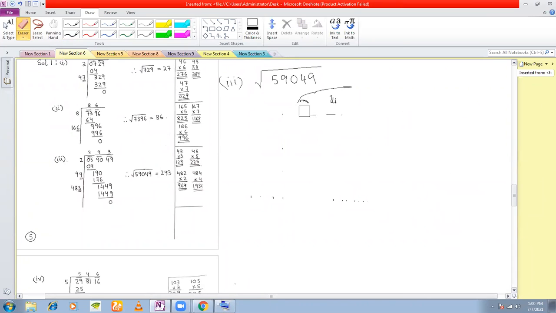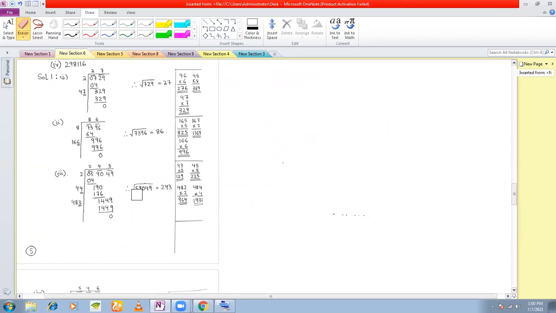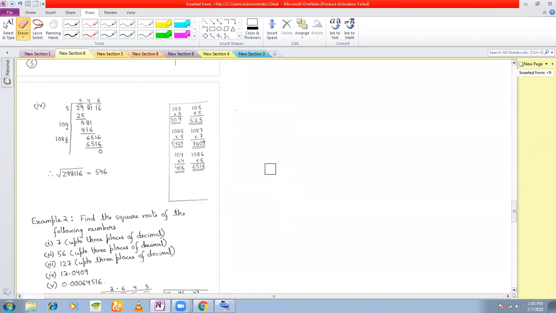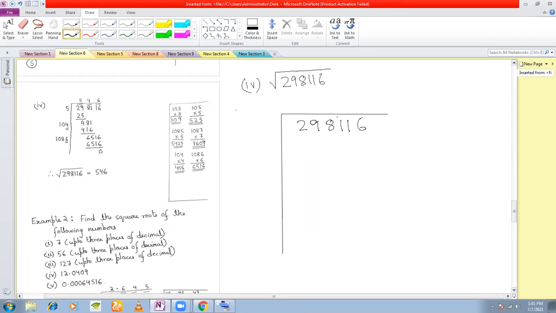We'll do the next one. This fourth one is the square root of 298116. How do we find the square root of this? Same thing here, we draw the table. We have 298116. Okay. Now start pairing. This is one pair, another pair, another pair. So you've got 3 pairs.